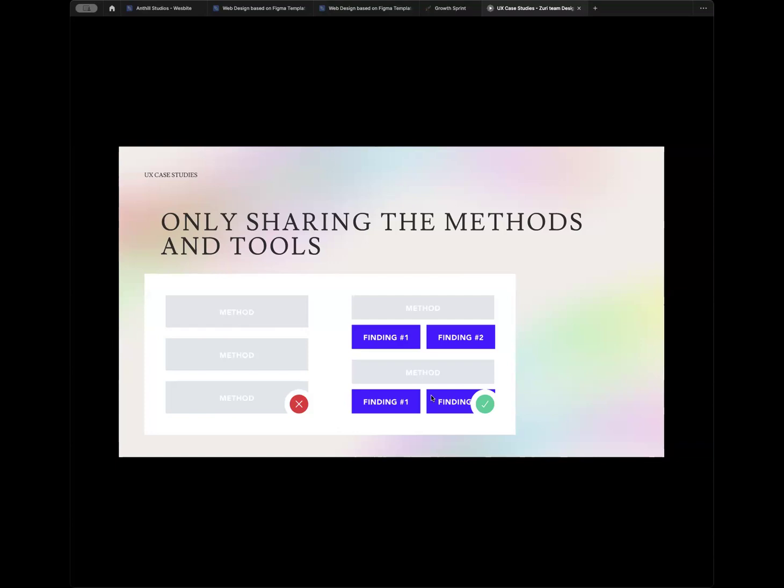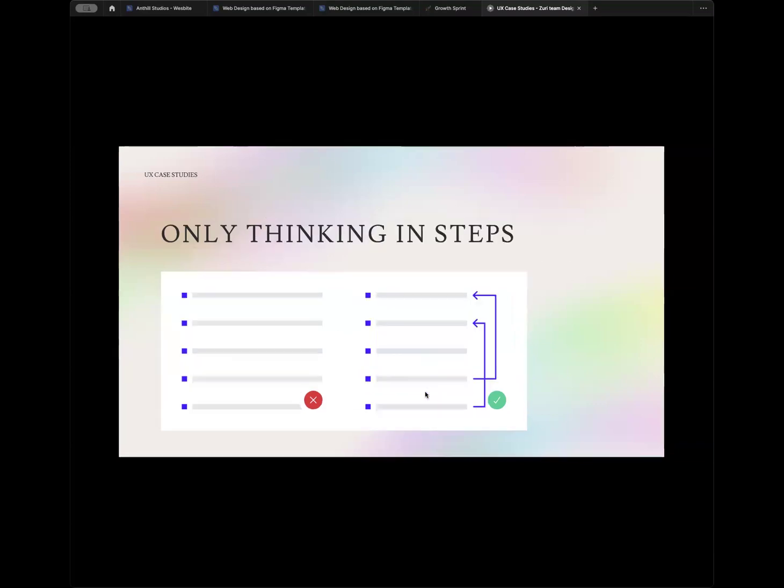Share their method and their tools and not give the readers more context into what they achieved with those decisions that they made. Then, only thinking in steps. Describing the steps of your case study or your process and presenting them chronologically, step one, step two, step three, step four, step five.